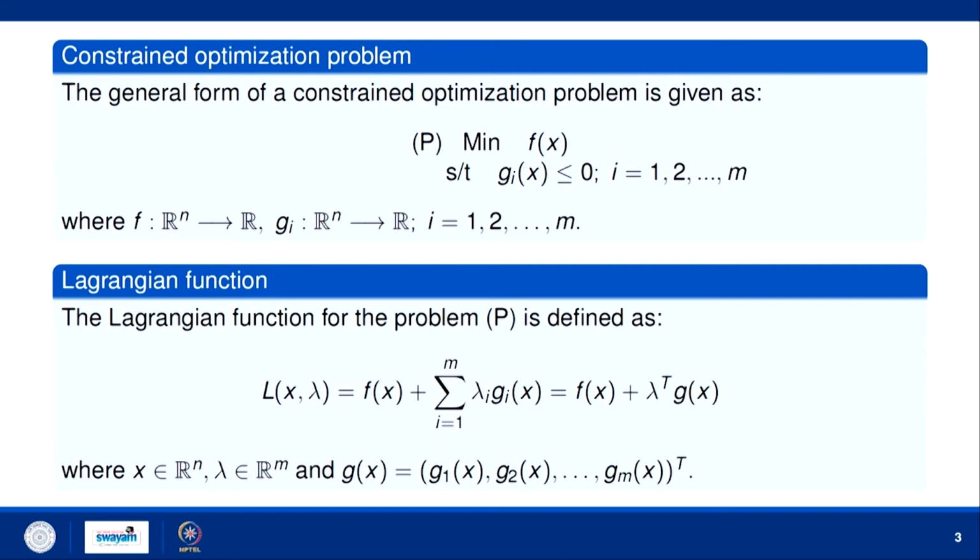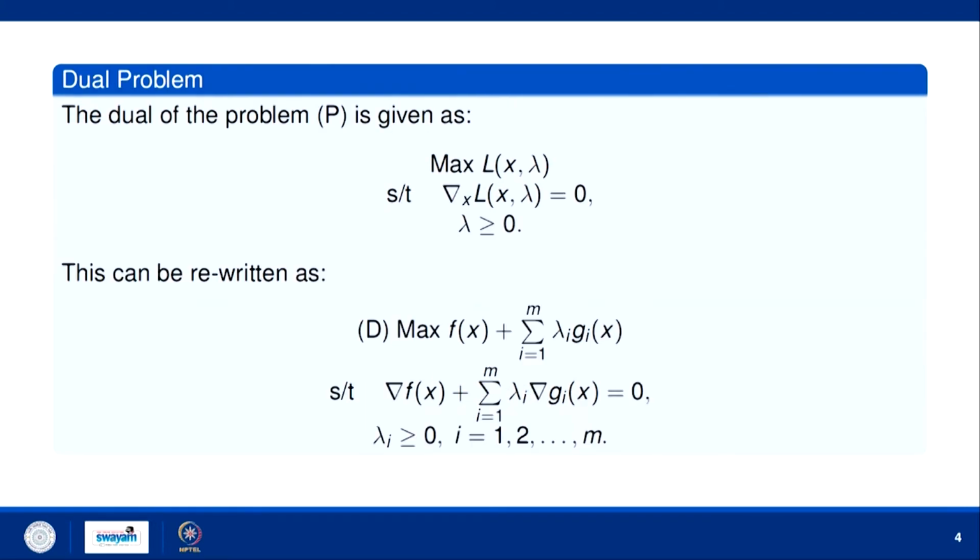Now, how can we write the dual of this problem? The dual of this problem P is given as: maximize the Lagrange function subject to the gradient with respect to x of this Lagrange function equal to 0, and lambda greater than or equal to 0. This is how we can define the dual of this problem P.